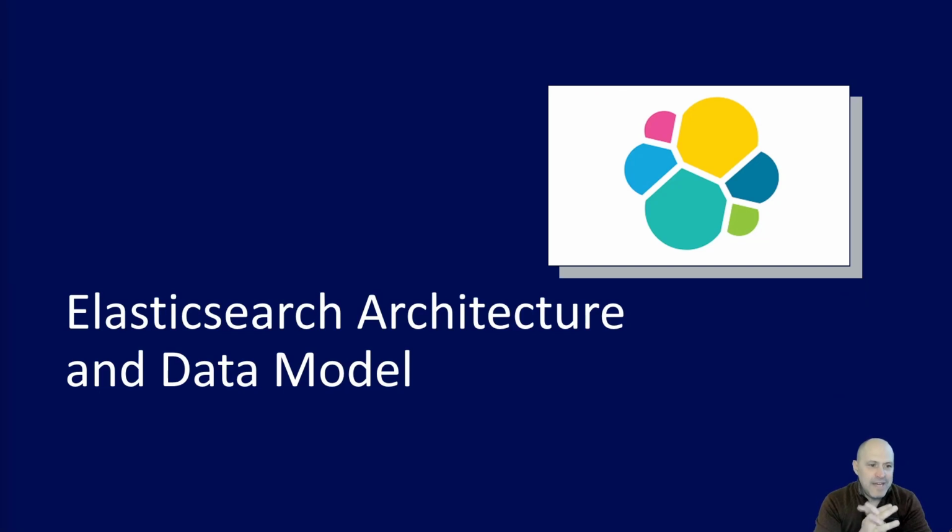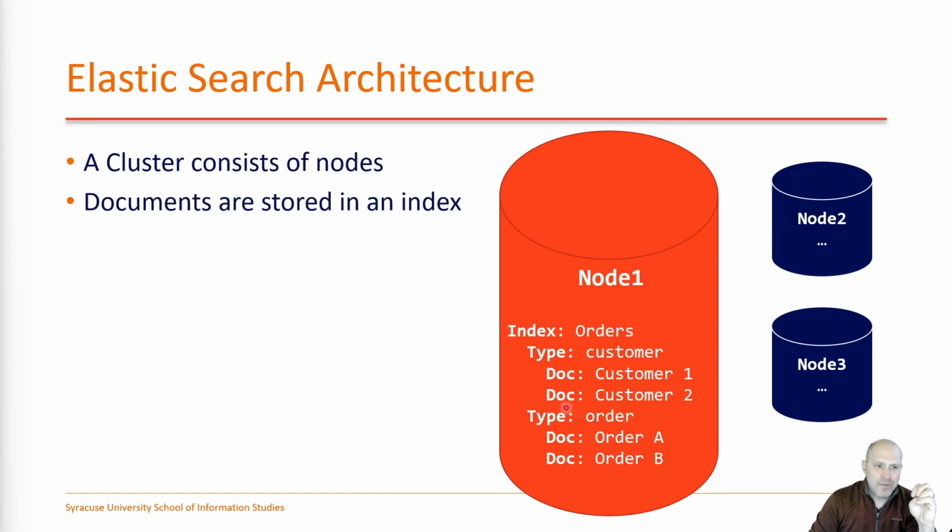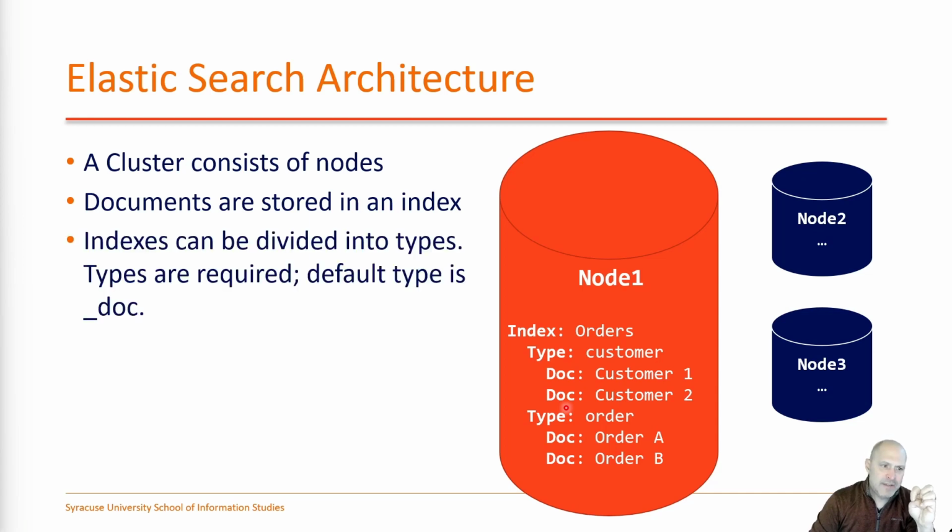All right, let's talk about the data model that Elasticsearch uses in its architecture. So here's the basic architecture. You're going to have one or more nodes, and each of those nodes is going to be in the cluster, and the documents are stored in an index, and the indexes can be divided into types.